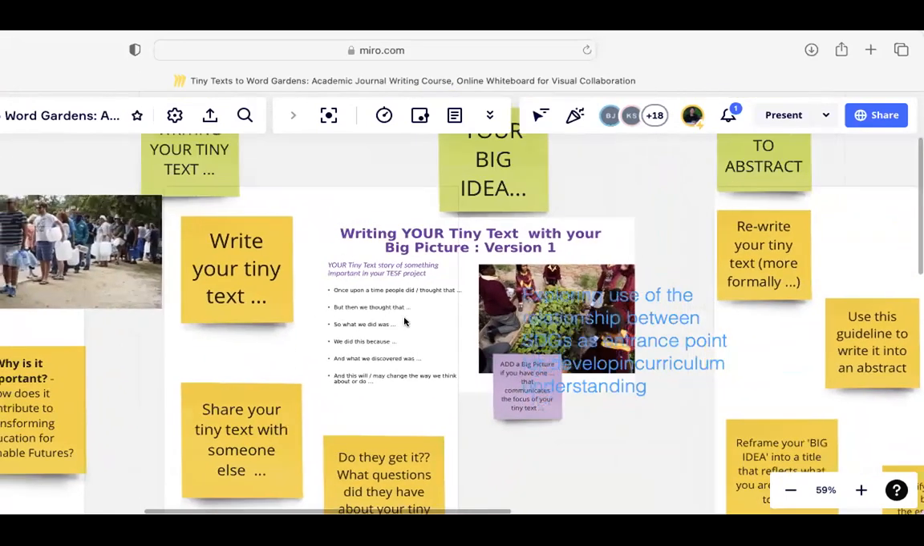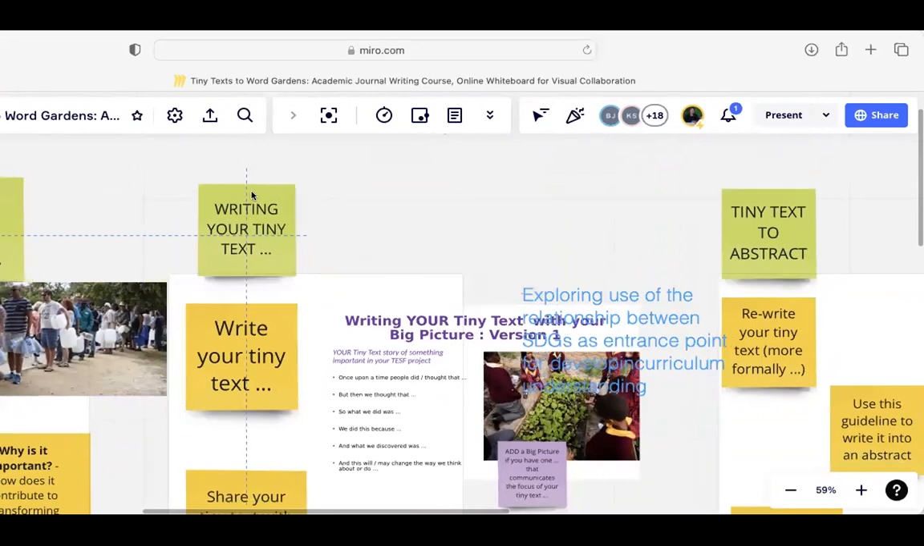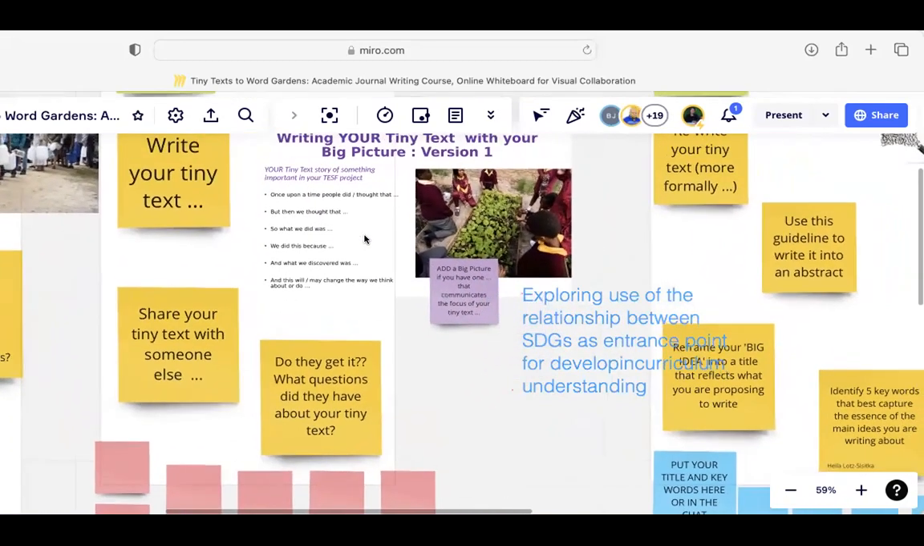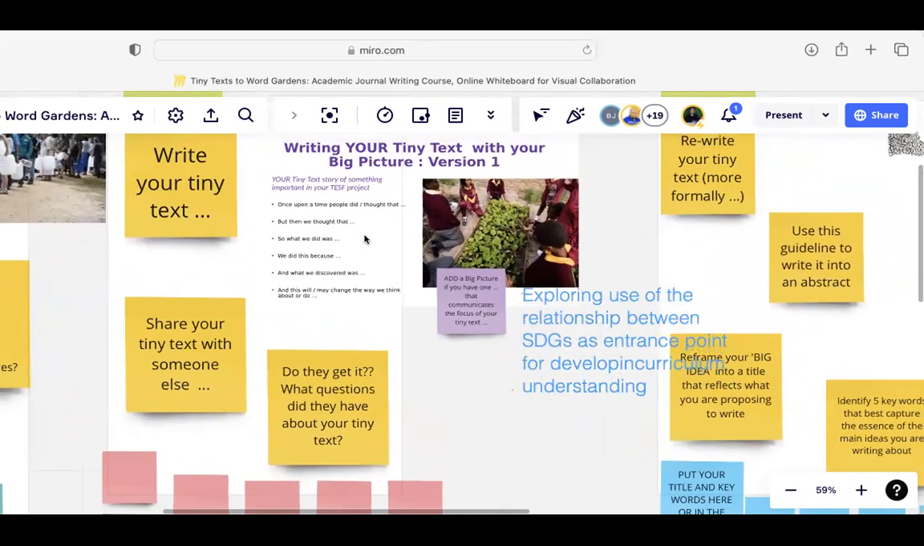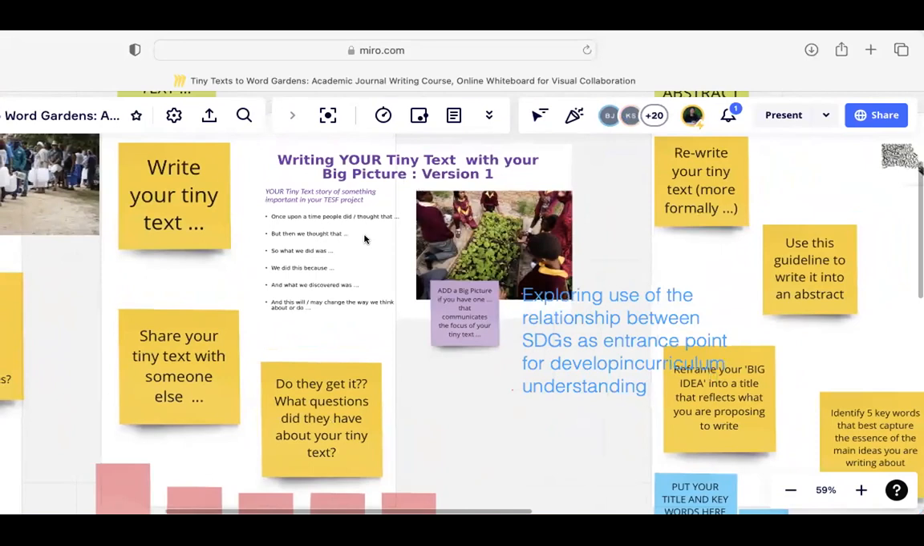But in the meantime, I'm going to move on, not to the big idea, we've done that, but to the next section of our course, which is to write your tiny text. Now, a tiny text is a tiny story of your work. So here on the mirror board, for the next hour, and we'll take a little break in between, we're going to write your tiny text, okay?